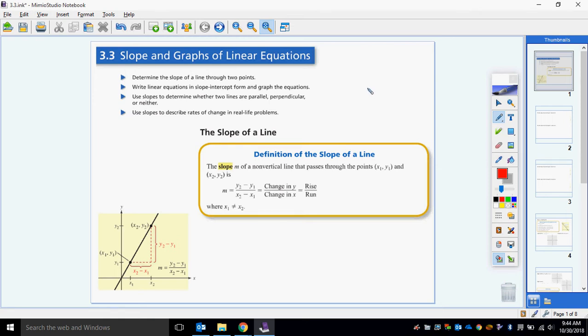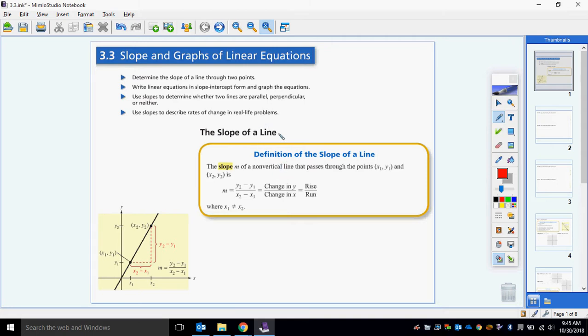The 3.3 slope and graphs of linear equations. So let's start off by talking about the slope of a line. If you think about slope of a mountain, it's how steep it is. Okay, so think of slope as the steepness of a line on a graph.